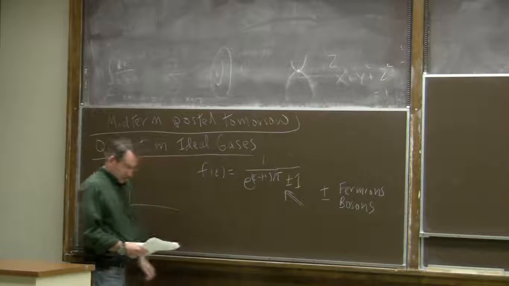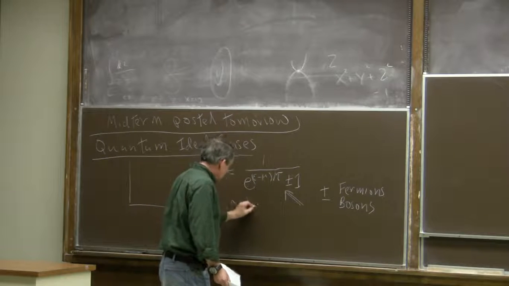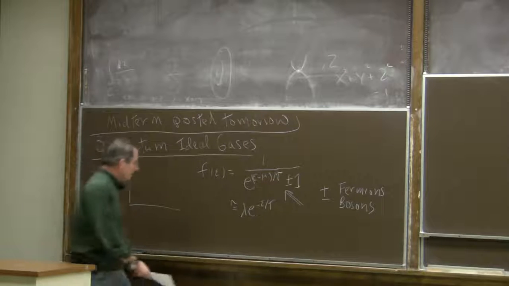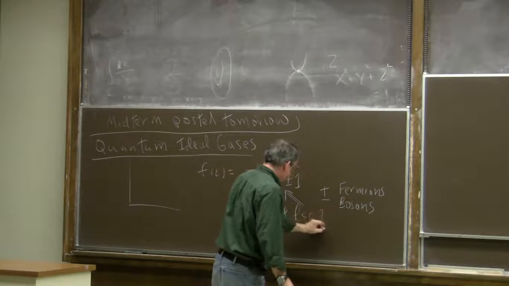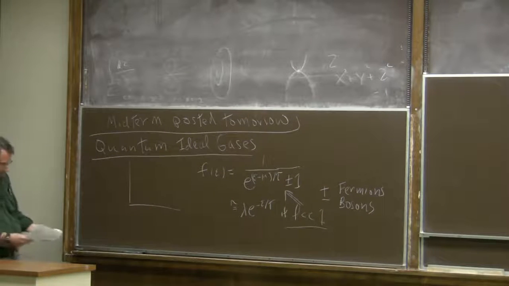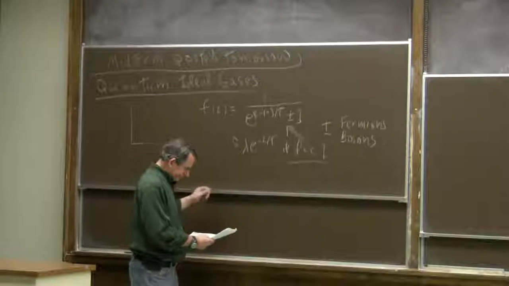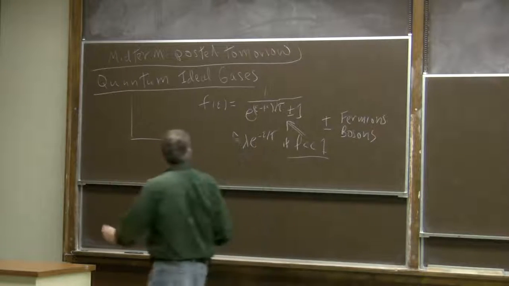When the occupation number is low, we're in the so-called classical regime, where this is just proportional to a Boltzmann factor. But we're interested in the case where the occupation number isn't necessarily small, and that's what I mean by quantum ideal gases. We talked about the case of a degenerate Fermi gas.